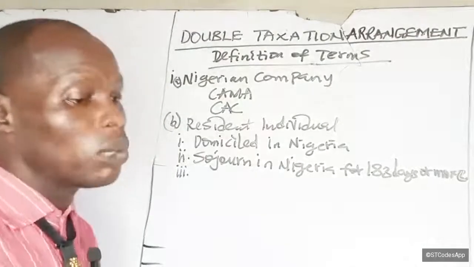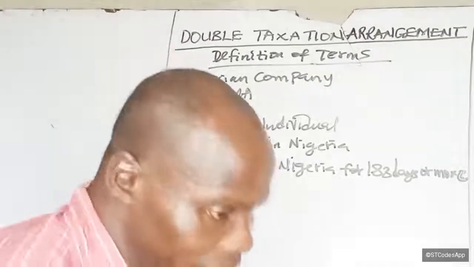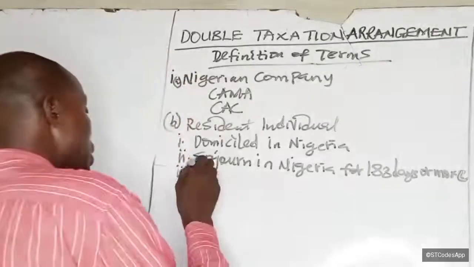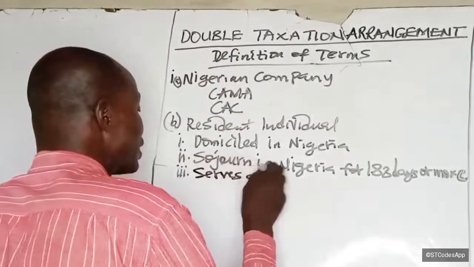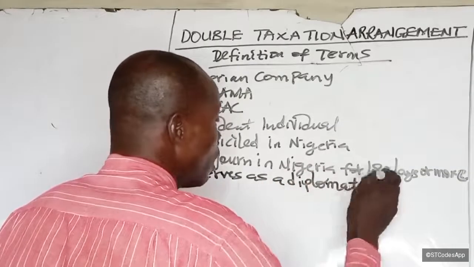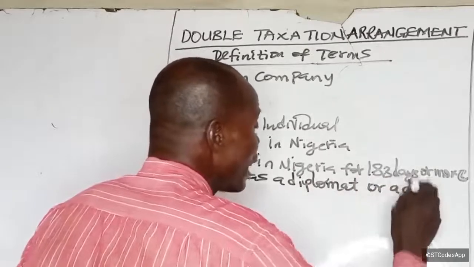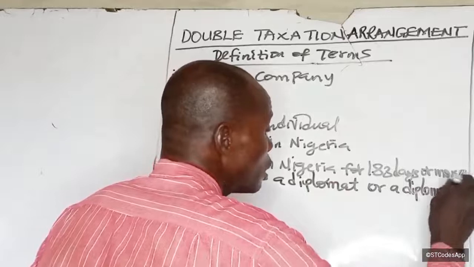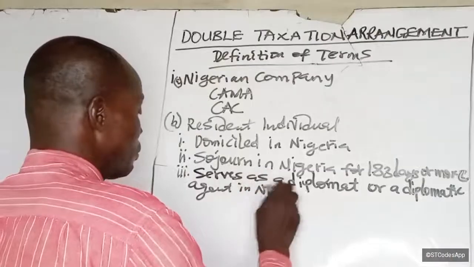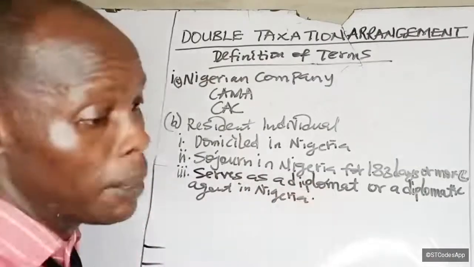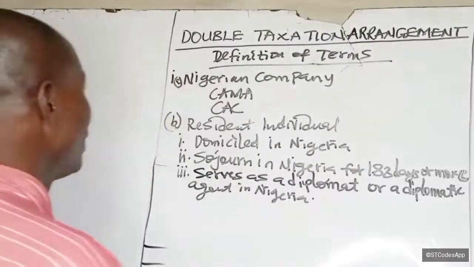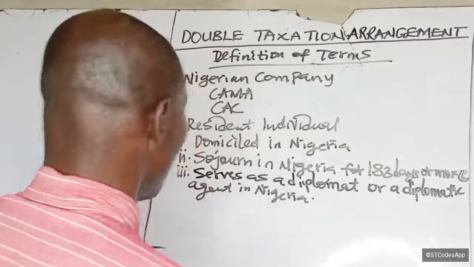If such an individual serves as a diplomat or a diplomatic agent in Nigeria, an individual who serves as a diplomat or a diplomatic agent in Nigeria is said to be a resident individual.